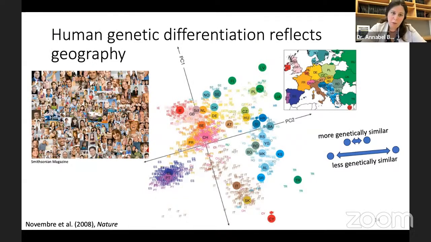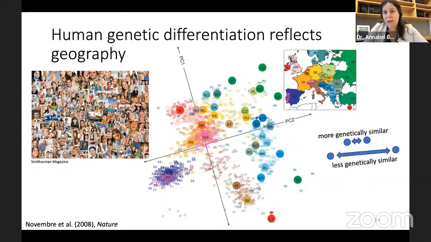So in humans, these are genome samples from people of European ancestry. And each point on this plot represents a person, and the closer it is to another point, the more genetically similar they are. The more far apart, the more genetically different they are. And what you can see is you get these distinct colored clusters on this plot that actually really tally, if you kind of tilt your head, with the map of Europe: people from Spain tend to be more closely related to other people from Spain, people from France to other people from France, and so on. So this human genetic differentiation is really reflecting the geography of Europe.